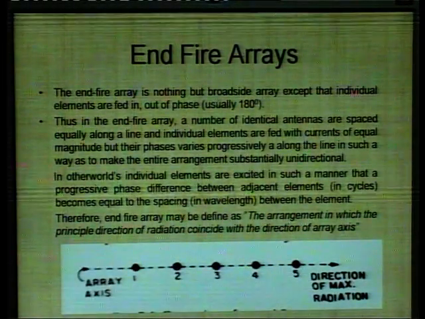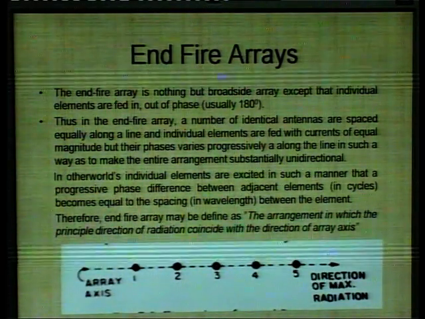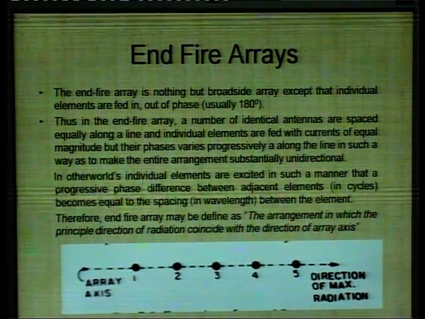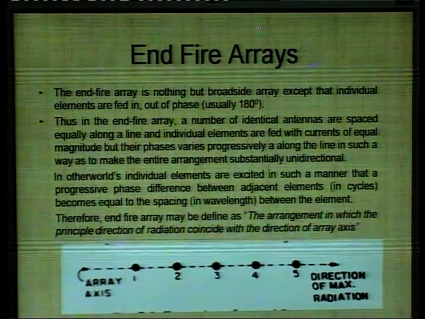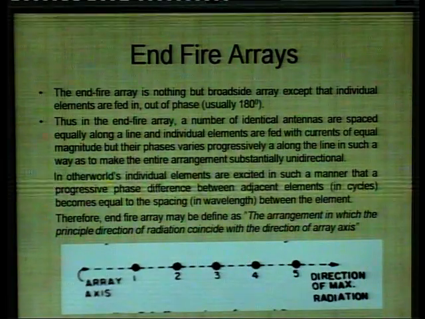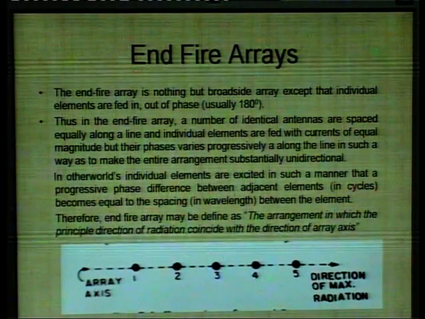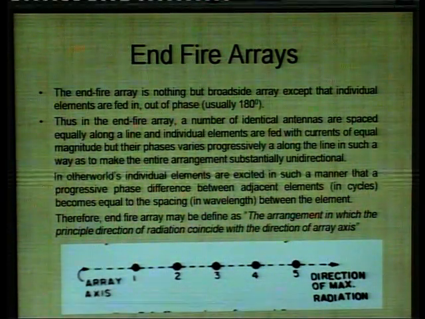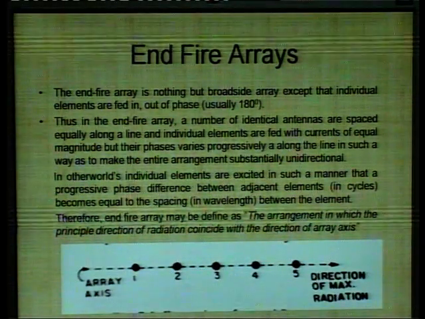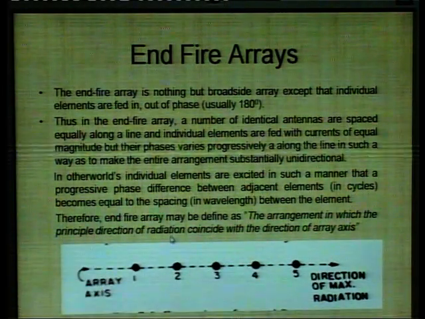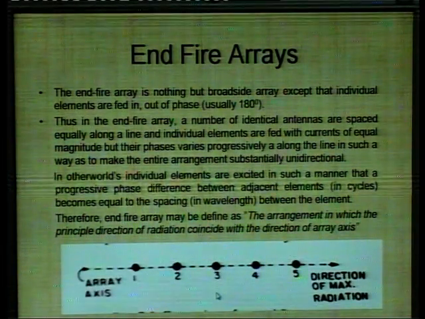Next type is the end fire array. The end fire array is the same as the broadside array, except that the individual elements are fed out of phase. In a broadside array, each element is fed with a current of equal magnitude, the spacing between the elements is the same, and the elements are placed parallel to each other. In an end fire array, antennas are also placed parallel to each other and the spacing between the individual antennas is kept constant.